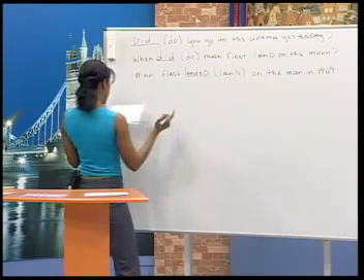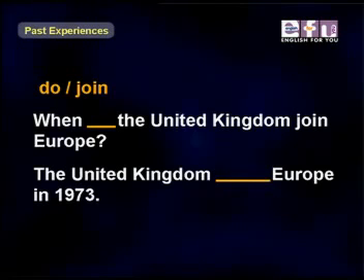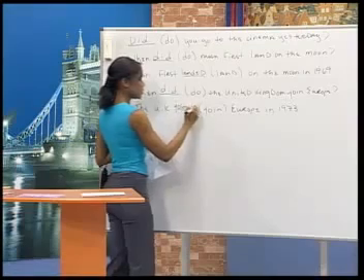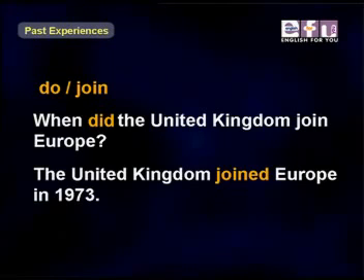All right, Linda, it's your turn. When the United Kingdom joined Europe, the United Kingdom, Europe in 1973. Linda. When did the United Kingdom join Europe? The United Kingdom joined Europe in 1973. Very good. When did the United Kingdom join Europe? The United Kingdom joined Europe in 1973.